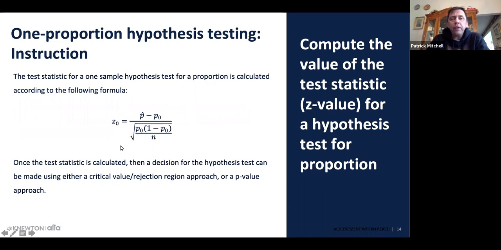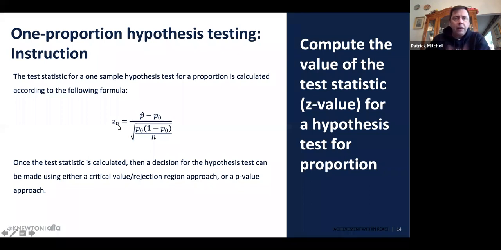This right here is really the biggest difference between this type of test and a test about a population mean. It uses a completely different test statistic. The test statistic for a one sample hypothesis test for a proportion is calculated using this formula. We're going to use z sub 0 for the calculated test statistic, just like we did a few videos ago where we were talking about testing for a mean where the population standard deviation is known. That followed the z distribution.